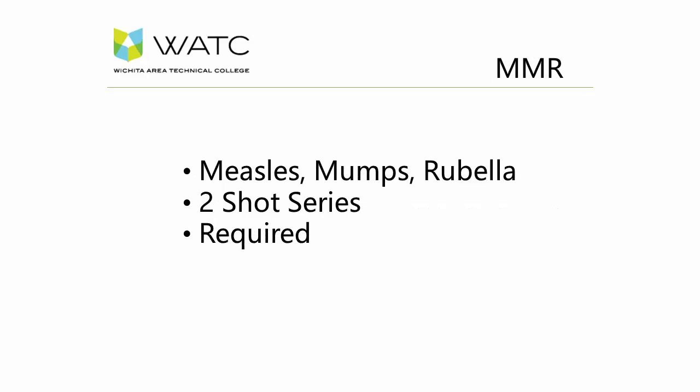Immunity to mumps, measles, and rubella is required. The MMR is a series of 2 immunizations. You should have had these vaccinations as a child. You can get a titer to prove you are immune or begin the series again. You will get 1 shot the first month and the second shot a month later.